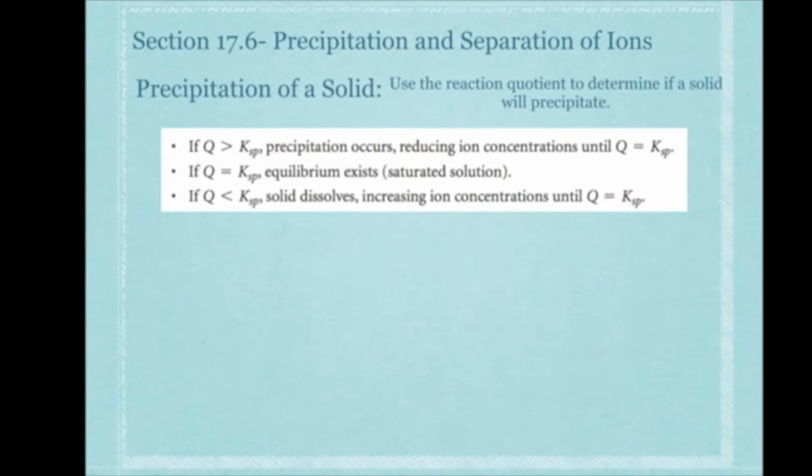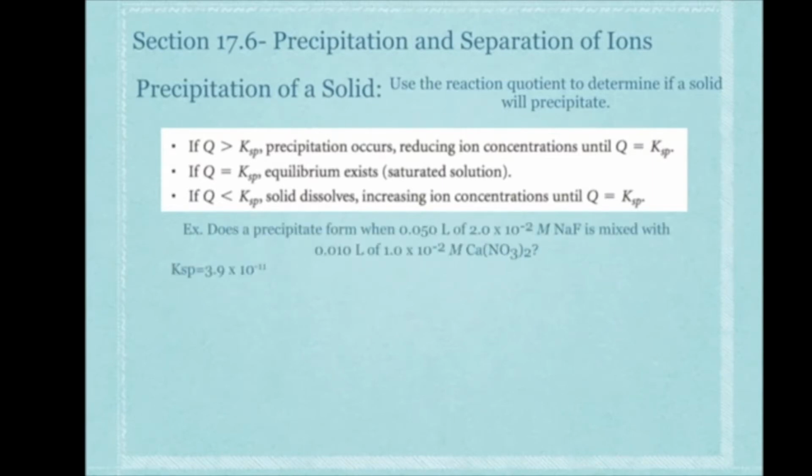Now, if your Q equals your KSP, that means you have a saturated solution and you're not going to have any precipitation occur. If your Q is less than your KSP, that means that your reaction needs to proceed to the right, and therefore your solid is going to dissolve, because remember your products are going to be your ions in solution. And so no precipitate will occur, and instead more of your solid will dissolve.